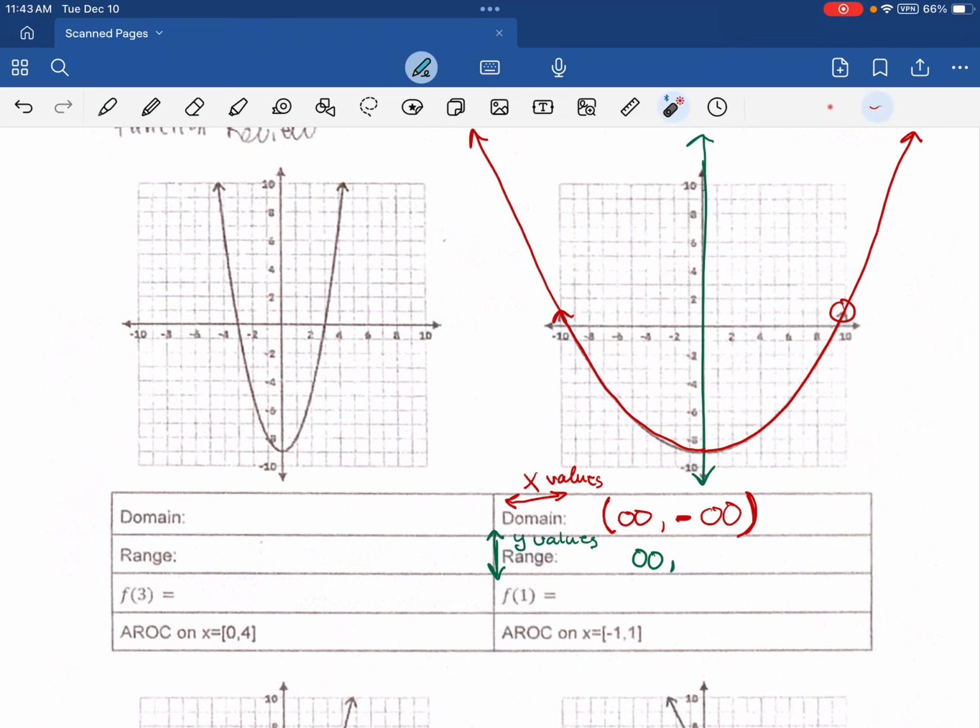Okay, well now here's where things get interesting. Because how far down does this line go? Whoop. Oh, it doesn't go down forever. It stops going down right here. Where does it stop going down on the y-axis? Looks like it stops going down about here at -9. Okay, so I'm going to put -9.